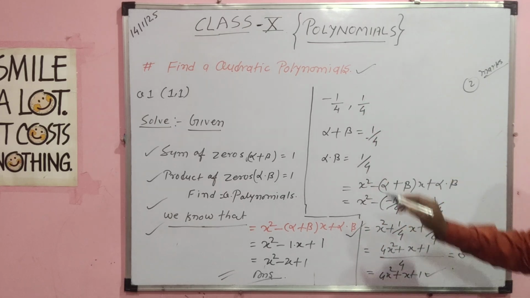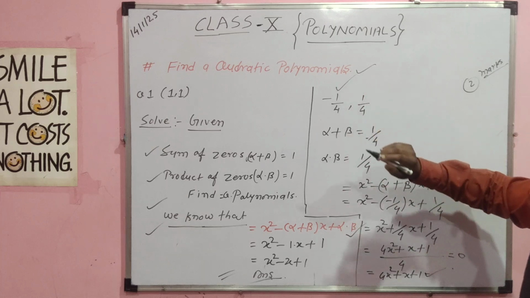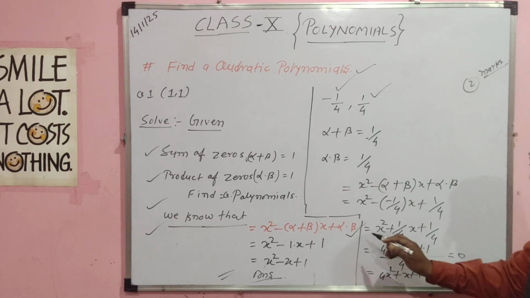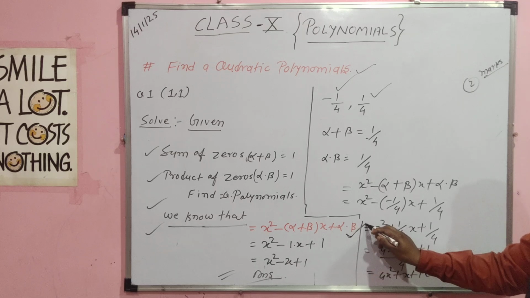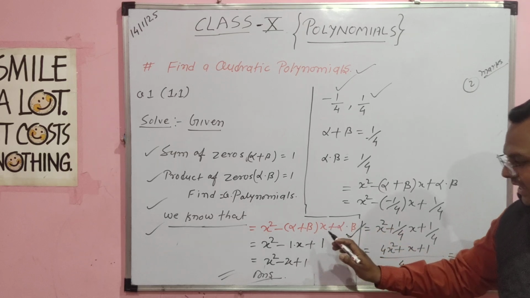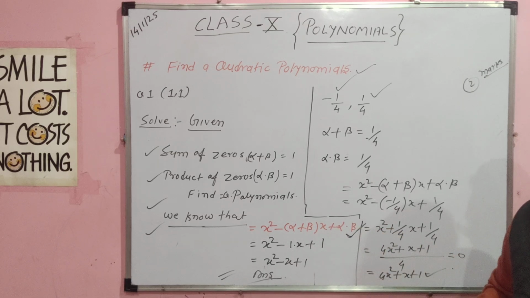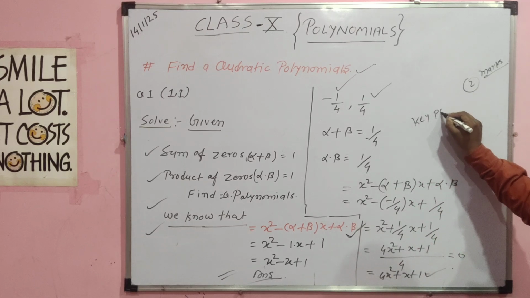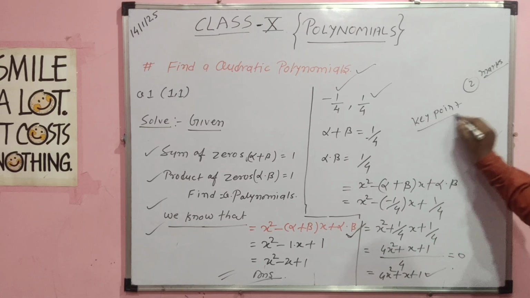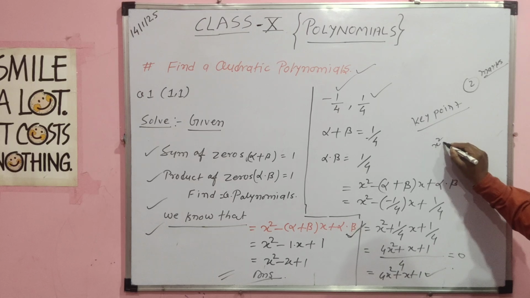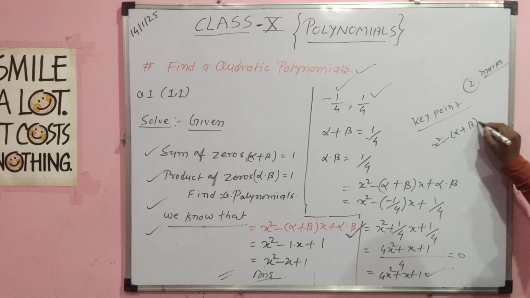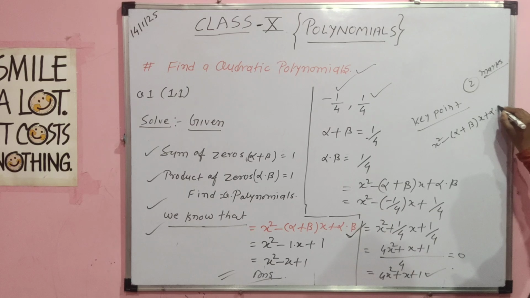Okay, so in the question, given are the sum of zeros and product of zeros. The most important thing is: what is the formula? x square minus alpha plus beta x plus alpha into beta. Clear? So the key point for the exam, the most important formula is x square minus alpha plus beta x plus alpha into beta.